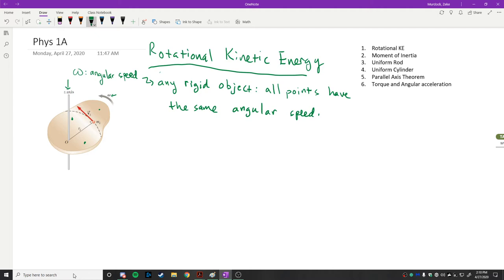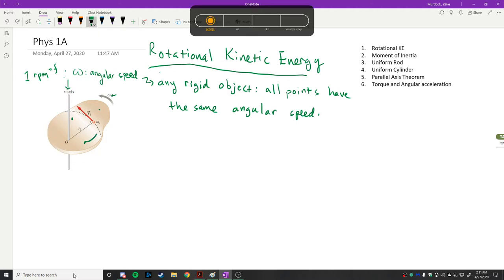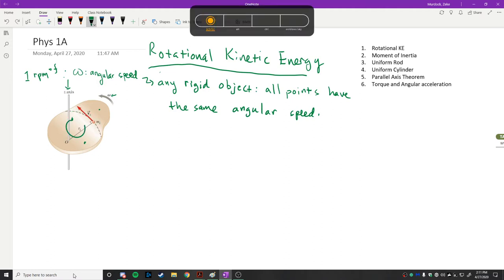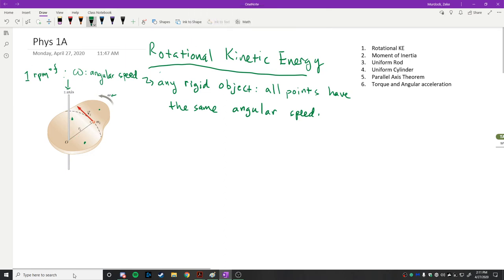So just to take a really simple value for this, suppose that I tell you that the angular speed is 1 RPM. Technically, this is frequency. Not super important, it's just easier to think about. One revolution per minute, okay? This point right here would go around one time in a minute, right? This point right here would go around one time in a minute. It would just trace out a smaller circle, right? This one would also go around one time in a minute, but would trace out a smaller circle. So the whole object has the same angular speed. Does that make sense? I hope that makes sense to everybody.